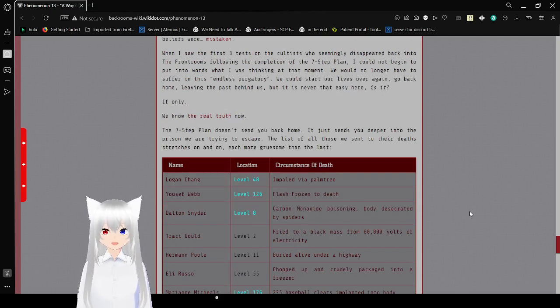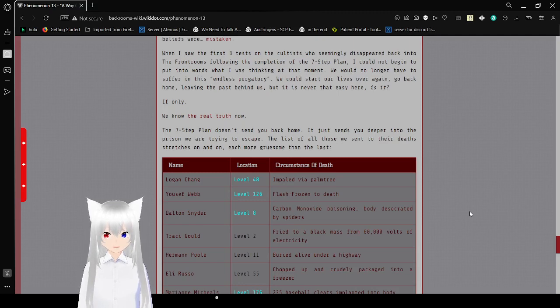When I saw the first 3 tests on the cultists who seemingly disappeared back into the front rooms following completion of the 7th incident plan, I could not begin to put into words what I was thinking at that moment. We no longer have to suffer in this endless purgatory. We could start our lives over again, go back home, leaving the past behind us.